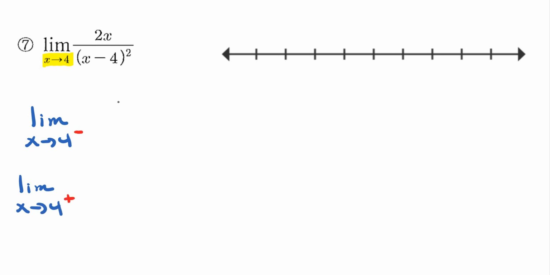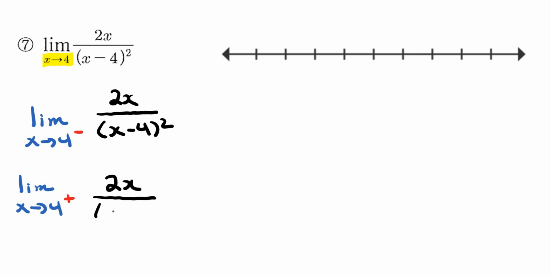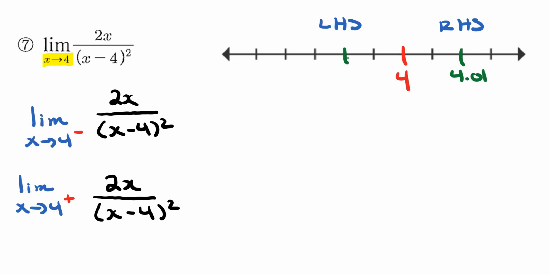And my function is 2x all over x minus 4 all squared. And I have a 2x over here all over x minus 4 all squared. So we need to evaluate 2 different limit statements here. And let's go ahead and plug 4 on the number line there, and let's create a left-hand side and a right-hand side. And on the right-hand side, I can pick 4.01, and on the left-hand side, I'll pick 3.9.